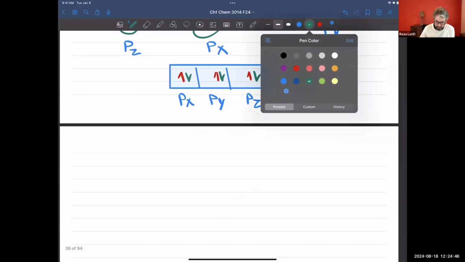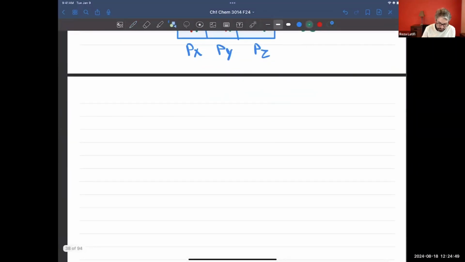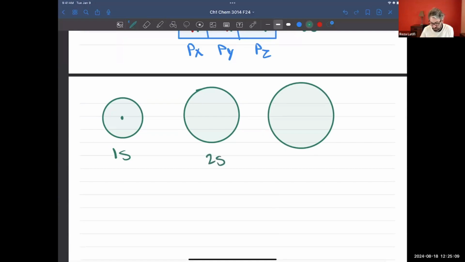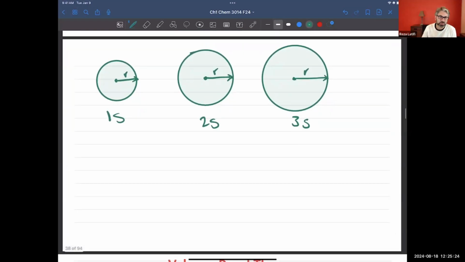How about the s orbital? The s orbital is a spherical orbital. It will always be spherical. If this one is a 1s orbital, the 2s orbital is going to be a bit bigger, and that's going to be the 3s orbital. So as we get far from the nucleus, the size of the orbital will be bigger, and those represent the radius of the orbital. So the size of the orbital gets bigger as we move far from the nucleus.